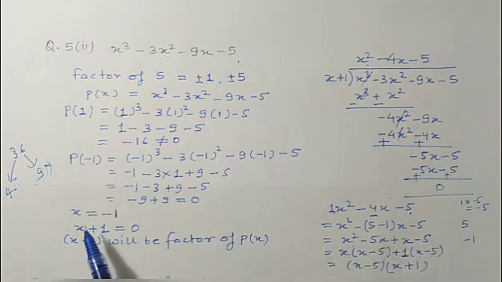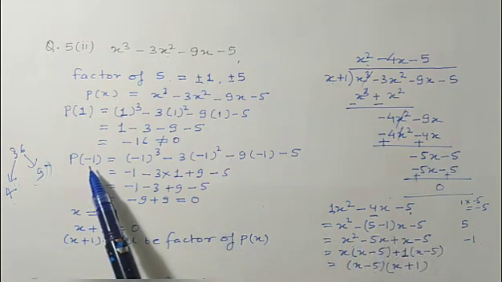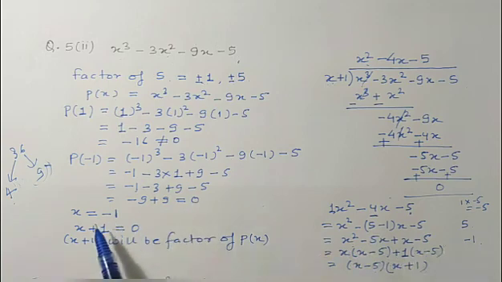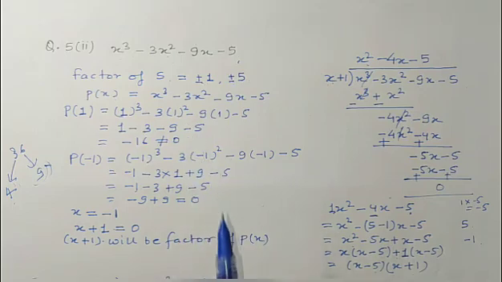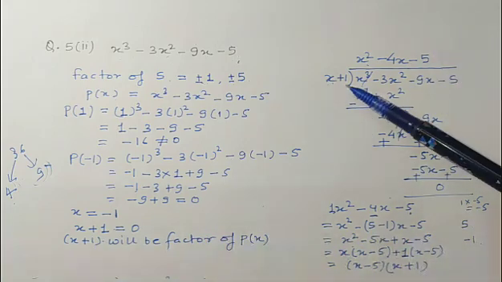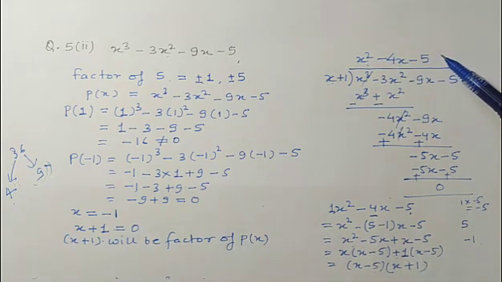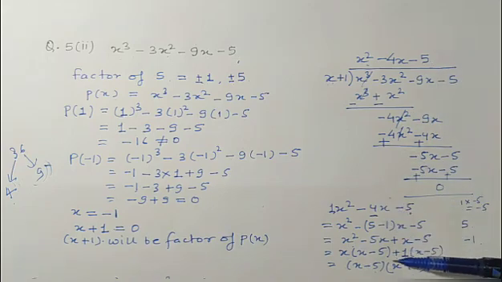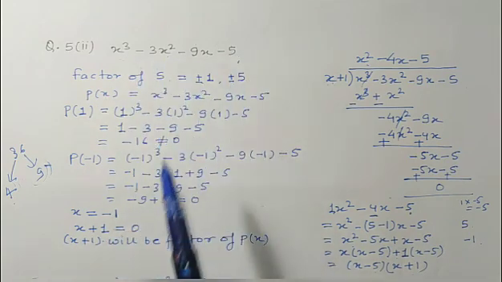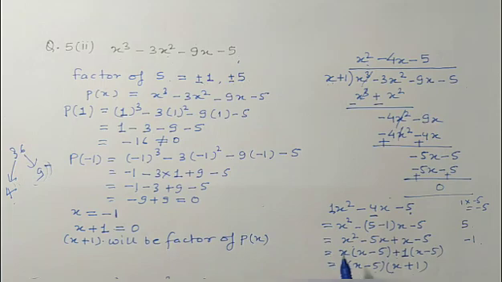Now when we get the value of this polynomial as 0, then we will shift the value of x to the left hand side. That will be a factor of the polynomial. After that, when we get one factor of this polynomial, after dividing by it, the quotient will give the other factor. And if the quotient can also be factorized, then factorize that also. So what are the factors of this polynomial? One is x plus 1, then x minus 5 and x plus 1.